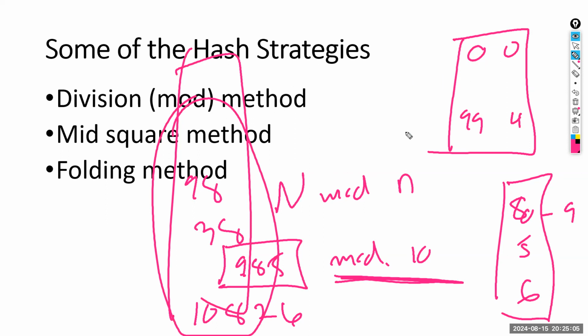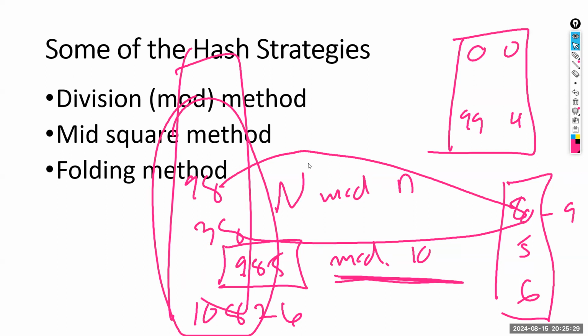But collision is possible, right? Because 78, 98 also map to 8. 38 is also mapped to 8 if you do mod 10. And not only that, even 48, 68, 108, all are mapping to this. So that is collision. Collision is something we like to minimize, but that is not something we can eliminate.